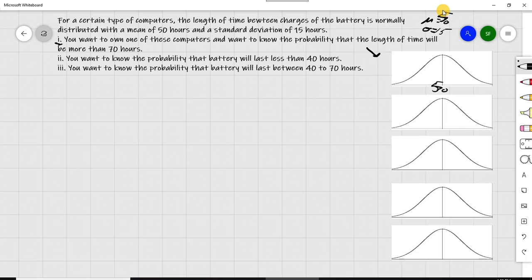Okay, so the probability that you want to find out in the first part is that this computer, if you buy one, what is the probability that it will have more than 70 hours of battery life? So 70 will be somewhere on the right of this figure 50. So somewhere over here, let's just point out this value. So suppose this is the point for the value 70. Then you want to find out this probability, the probability after this point, in this direction. So note that you are interested in this area over here that I've highlighted in yellow. So this is the probability that you want to find out.